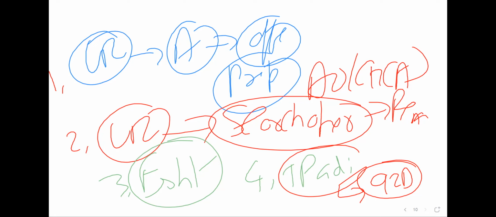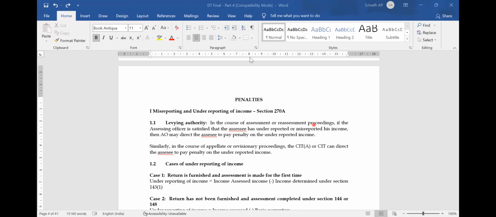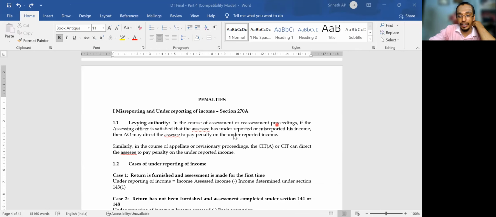So let's quickly go ahead and read the entire 270A that we were discussing until this point. In the course of assessment or reassessment proceedings, if the assessing officer is satisfied that the assessee has underreported or misreported his income, then the assessing officer may direct the assessee to pay the penalty. Similarly, in the course of appellate or revisionary proceedings, CIT(A) or CIT can direct.